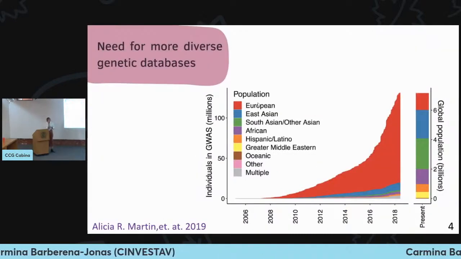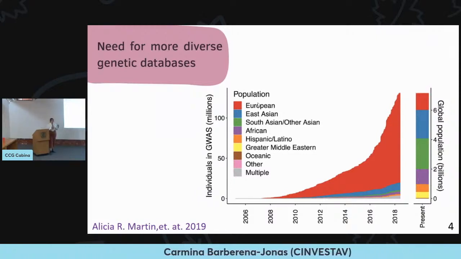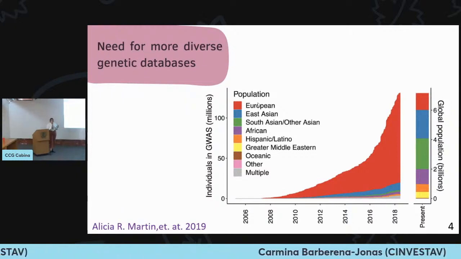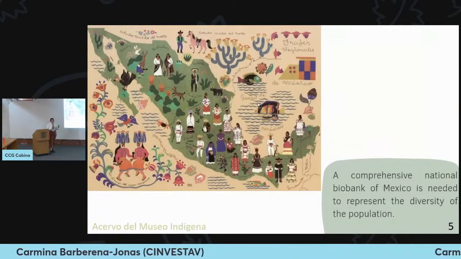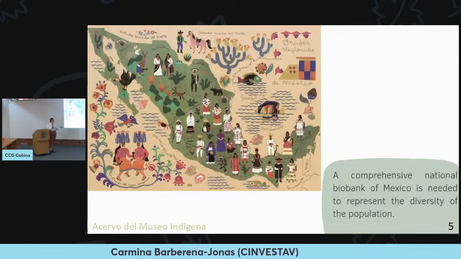But also, as Jan mentioned, there's this huge bias towards European populations, with the majority of the data still coming only from Europeans. So populations like the ones that we live in Mexico are not being looked at. So we want to look at populations in Mexico, but in order to do that, we need to have a comprehensive biobank, not only for one region of Mexico. We actually want to capture all the diversity that there is.